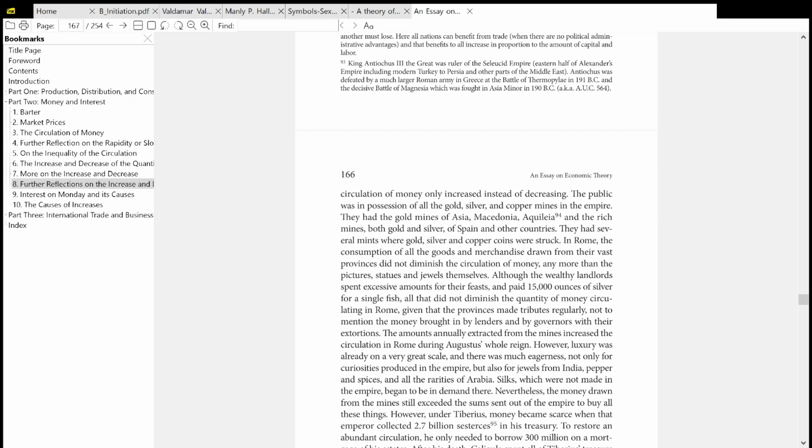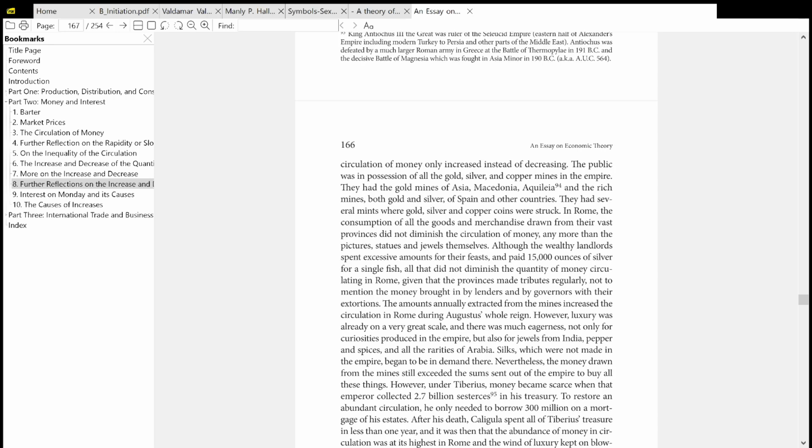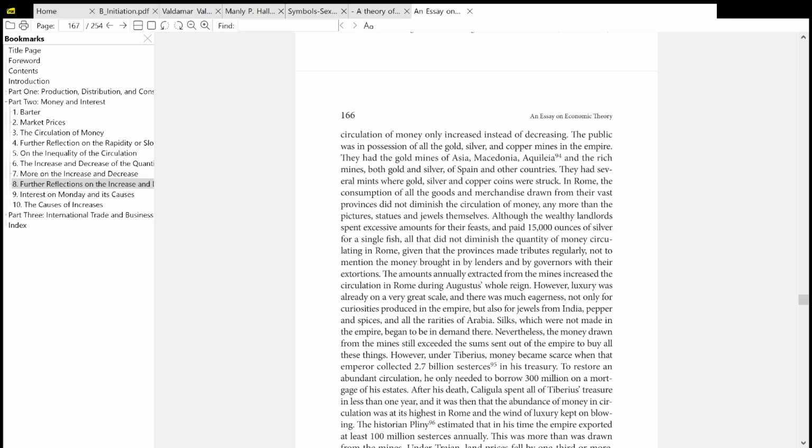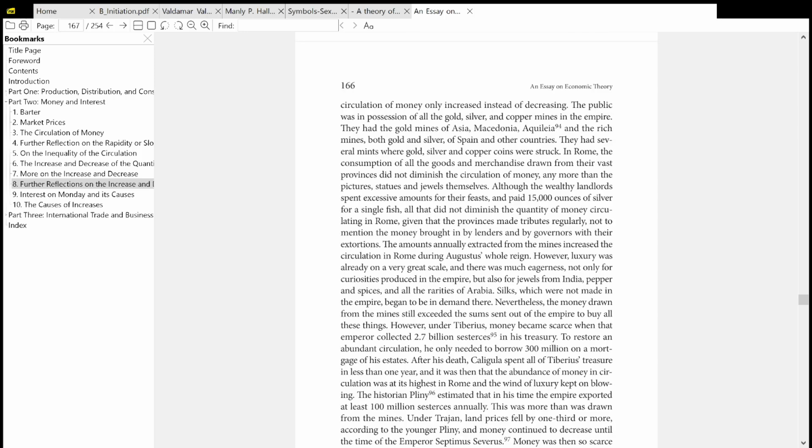To restore an abundant circulation, he only needed to borrow 300 million on a mortgage of his estate. After his death, Caligula spent all of Tiberius's treasure in less than 1 year. This was the biggest wealth on the planet at the time. And it was then that the abundance of money in circulation was at its highest in Rome, and the wind of luxury kept blowing. The historian Pliny estimated that in his time the emperor exported at least 100 million sesterces annually. This was more than was drawn from the mines.